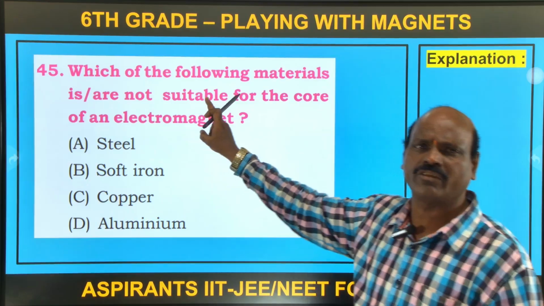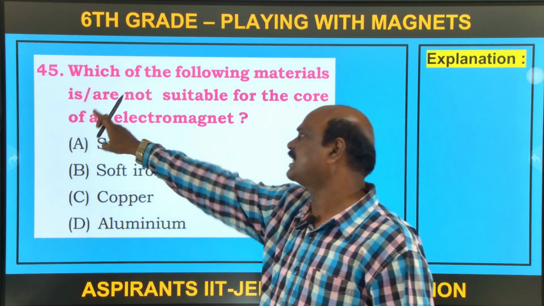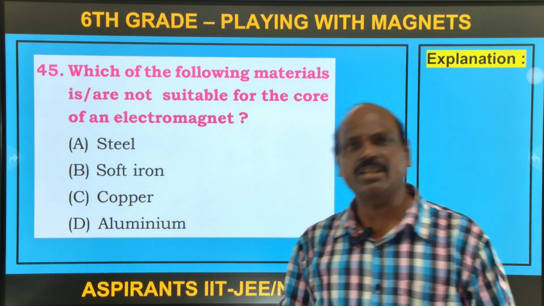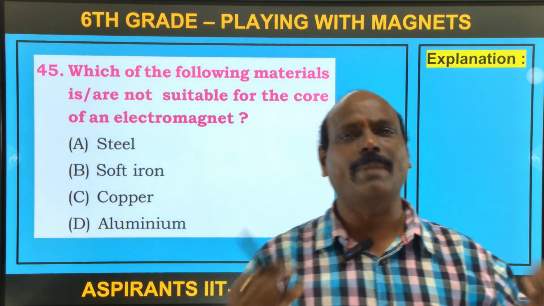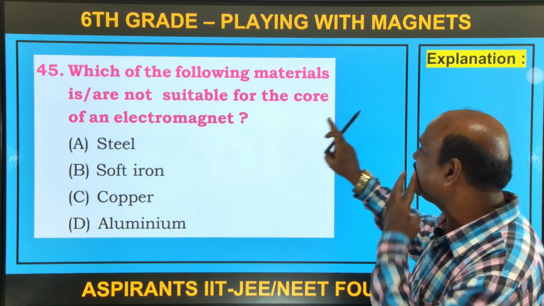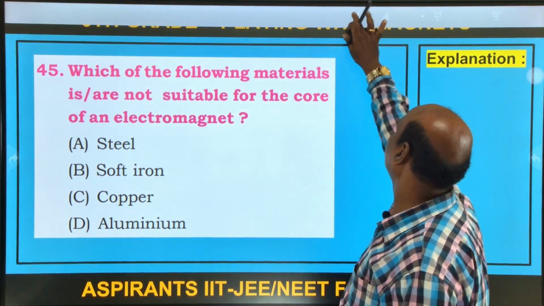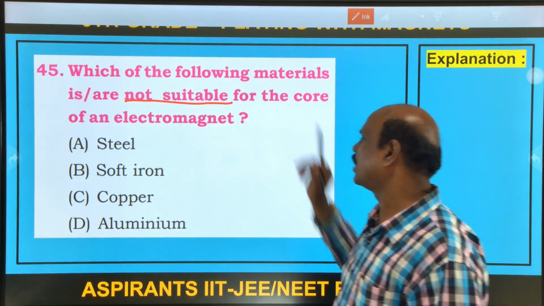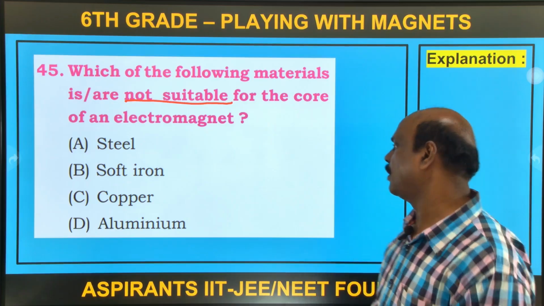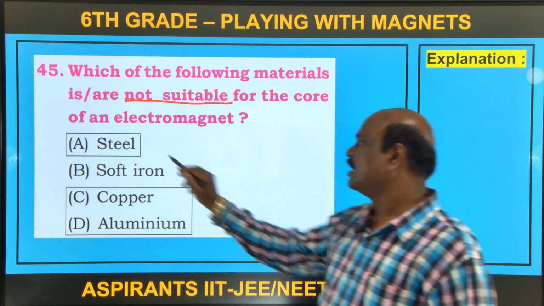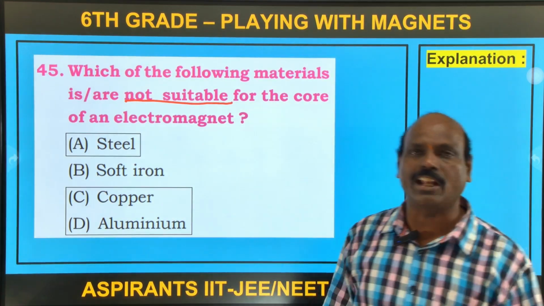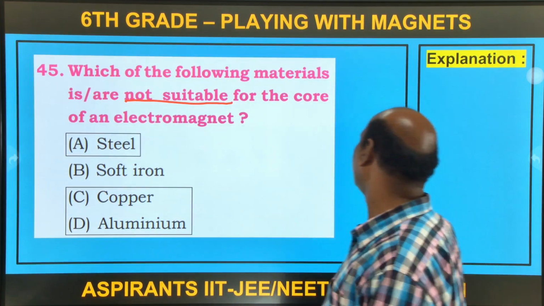Which of the following materials is or are, means if you have more than one, we take 'are', and if you have one, we take 'is', not suitable for the core of the electromagnet? Means to prepare an electromagnet, whatever metal we take, which is suitable and which is not suitable. He is asking which is not suitable. Basically it should be a non-magnetic substance which is not suitable. So in this you can see steel, copper, aluminum, these three are not suitable for electromagnets. Only soft iron is suitable.